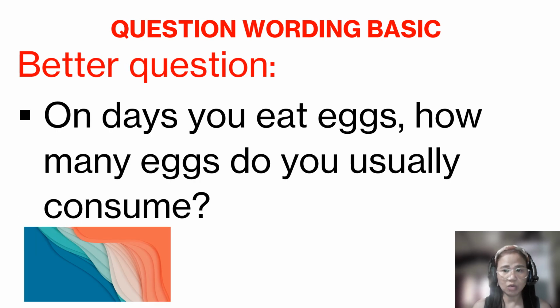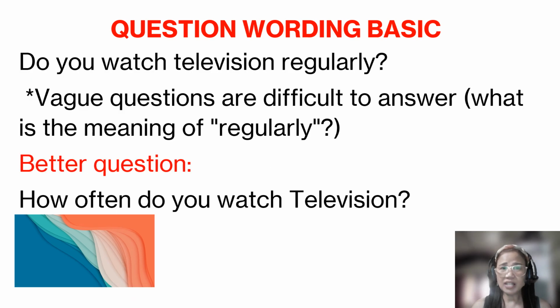So to better this question, you could make use of this question. On days you eat eggs, how many eggs do you usually consume? So in this case, you will be able to get a definite answer from your respondents. Do you watch television regularly? So it is again a vague question. Vague questions are difficult to answer. What's the meaning of regularly? So how to better this question? How often do you watch television? All right.